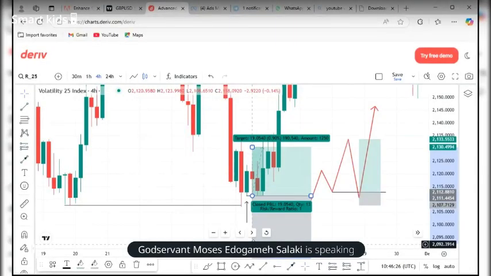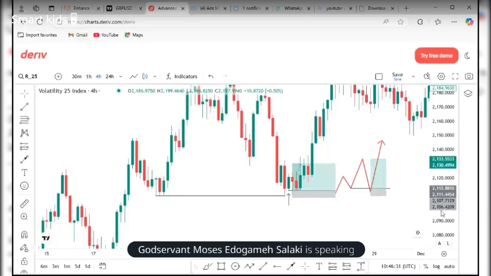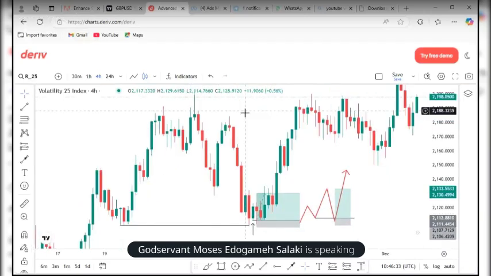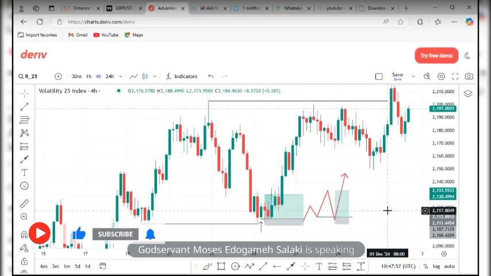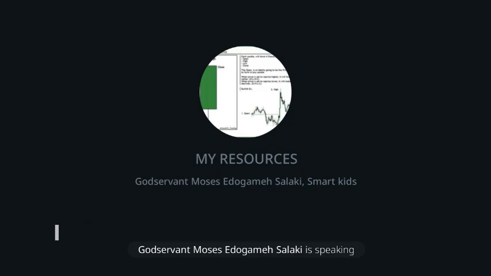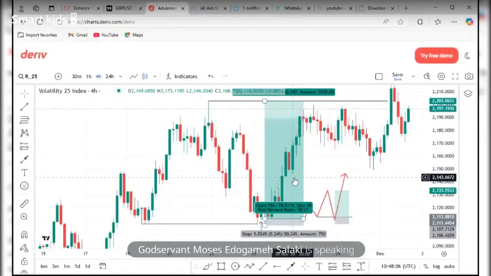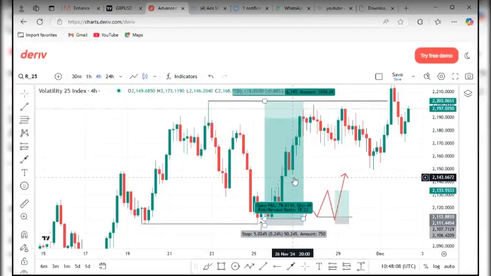And then where is your external range liquidity? Is your external range liquidity the high? So price took that next 4 hours candle out, and the high is your external range liquidity. Beautiful. That was the trade there.